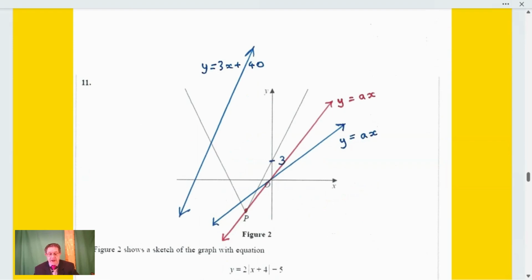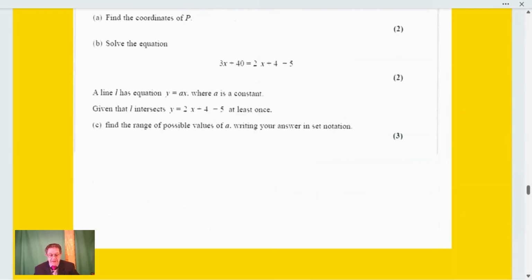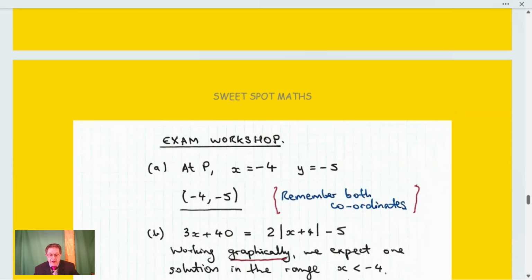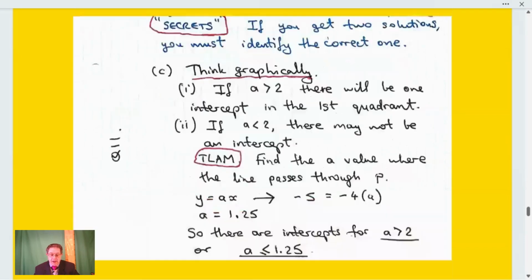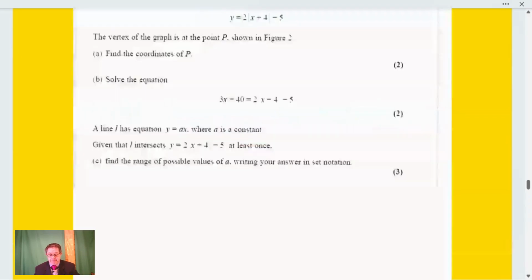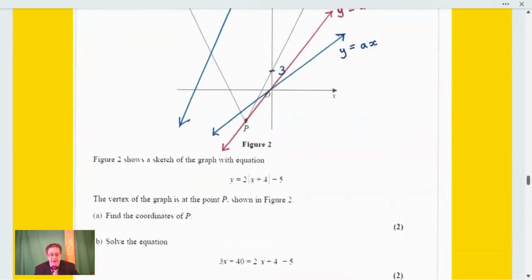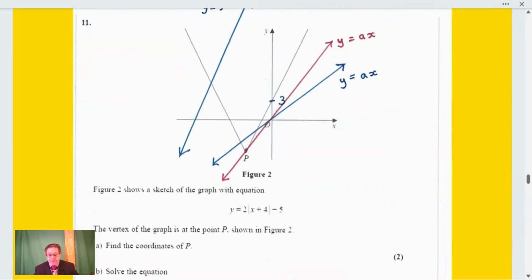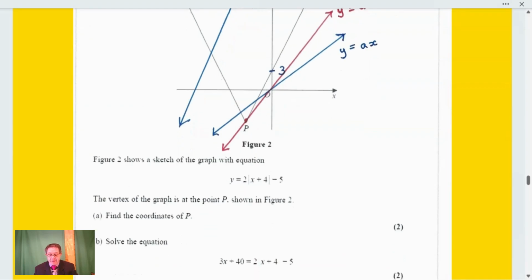Okay, on to an exam question. This was, I believe, from an Edexcel paper in 2020. So we are given here a sketch of a graph with equation y equals 2 mod x plus 4 take 5. And our first part is to find the coordinates of P.